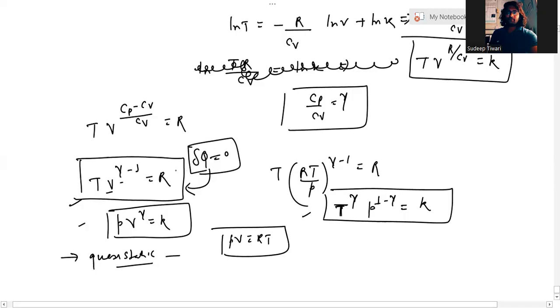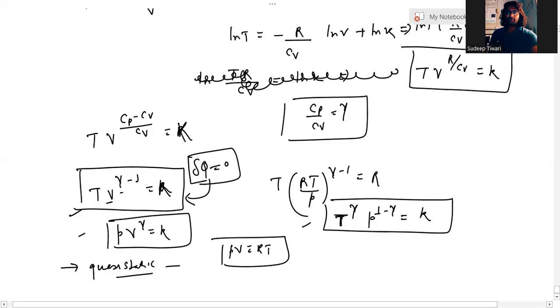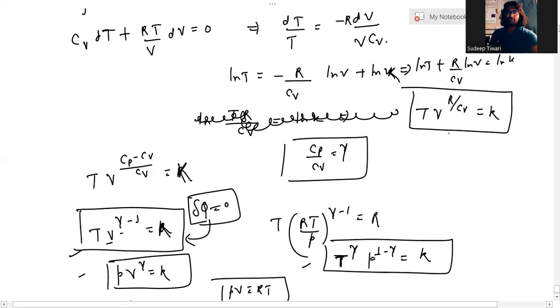I think this is not R, this is some K only. I've made some mistake. Please see, this is K only. I think it is ln K, so it is ln K, not R. Please write it. Okay, I hope all these things are done. So this is the equation of state for an adiabatic process.